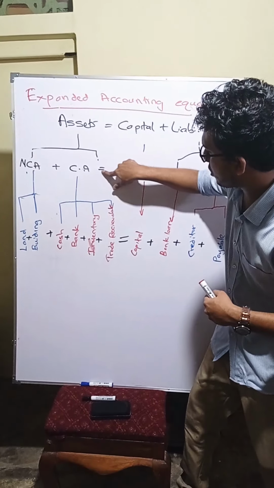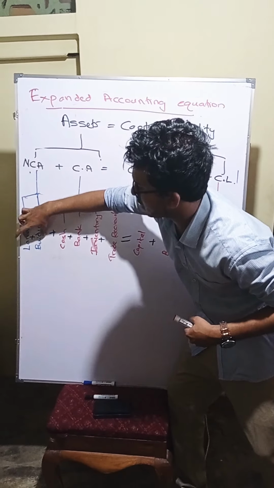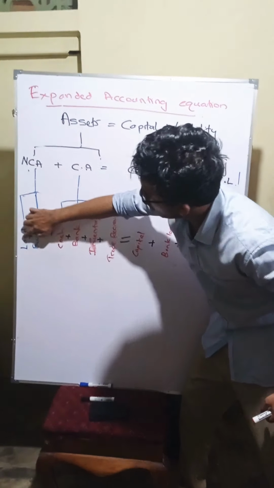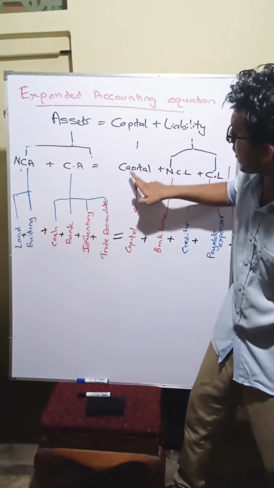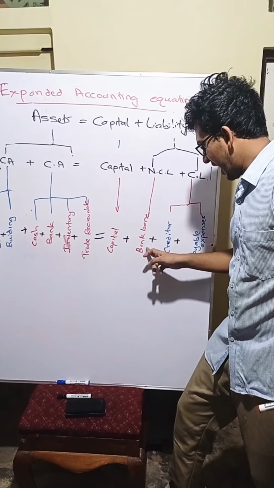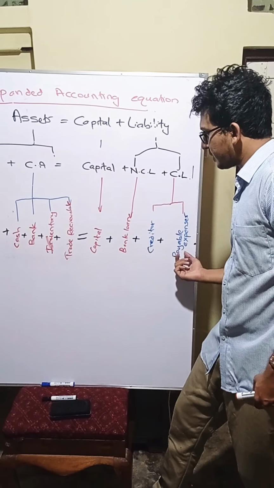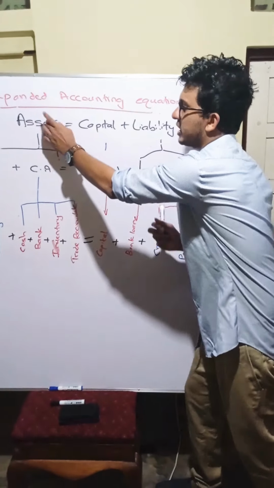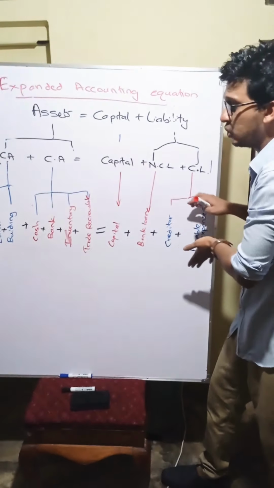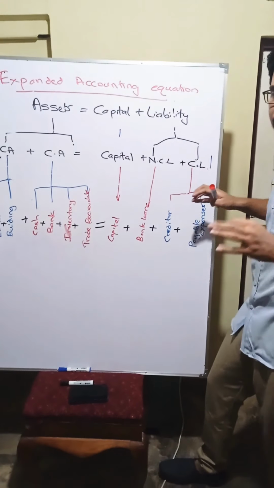Equal. This equal mark is there. So non-current assets I wrote here, current assets I wrote here, so both are equal. All this is equal to capital, plus non-current liability, bank loan, plus creditor plus payable expense. So the same equation I expanded further like this. Understood? This is called the expanded accounting equation.